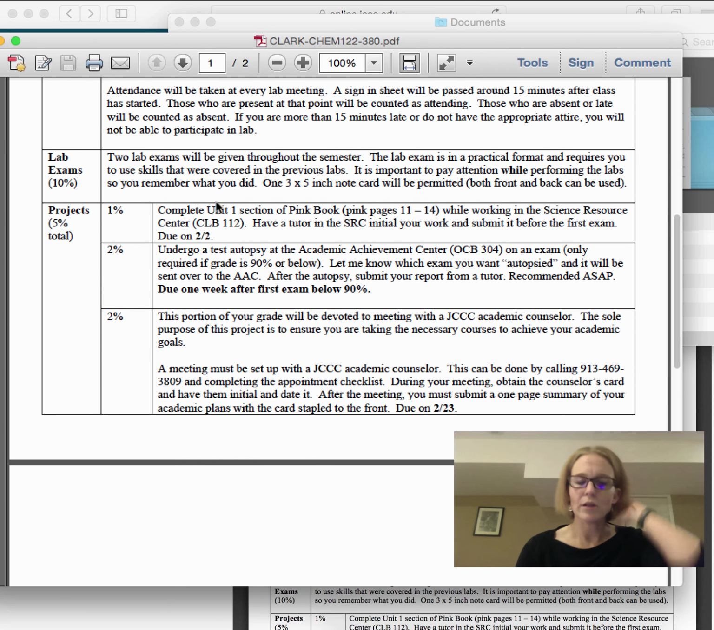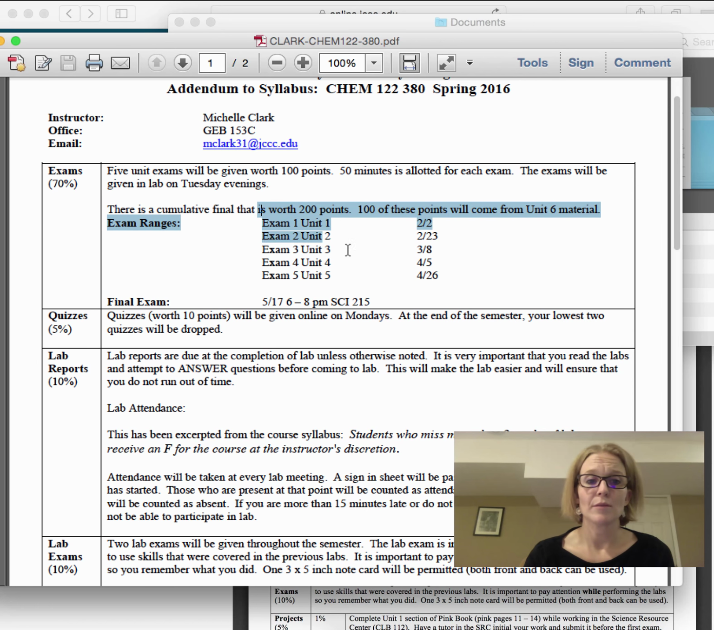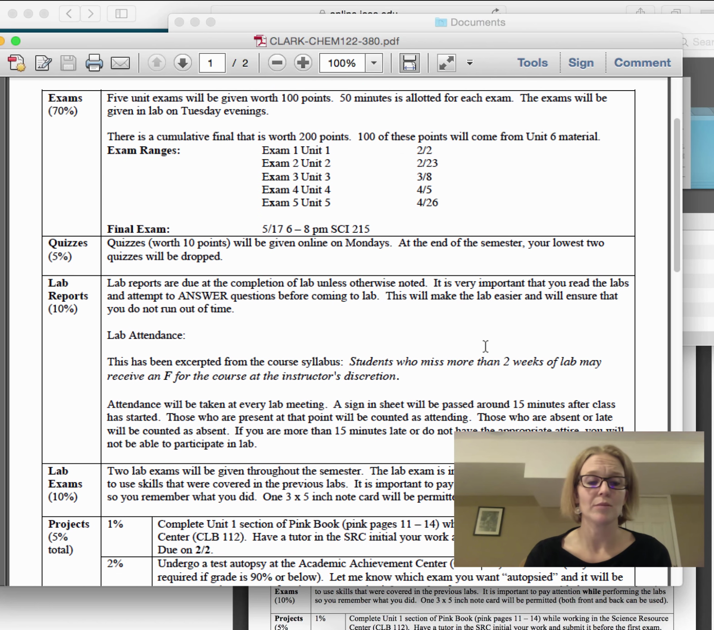Okay, so we talked about the Unit 1 section of the pink book. 2% of your grade is to undergo a test autopsy at the Academic Achievement Center. So on an exam. So the exam dates are listed at the very top. So these are when we're going to take the exams. You don't have to go to the testing center. They will be proctored in lab. So on Tuesday nights, you will always have exams on Tuesdays.